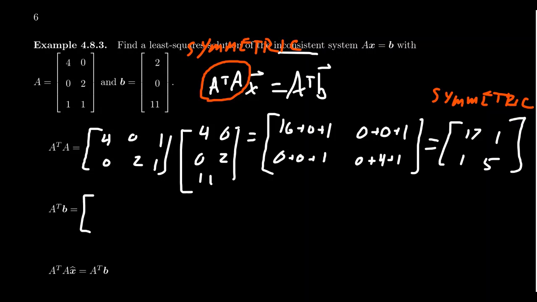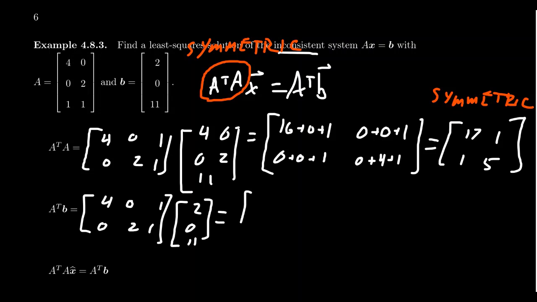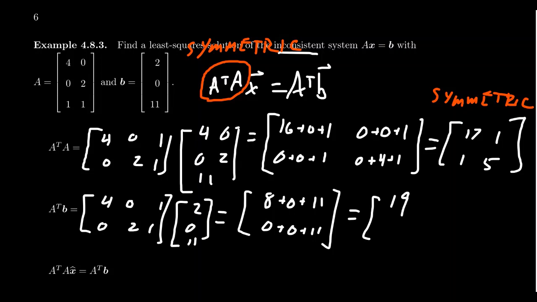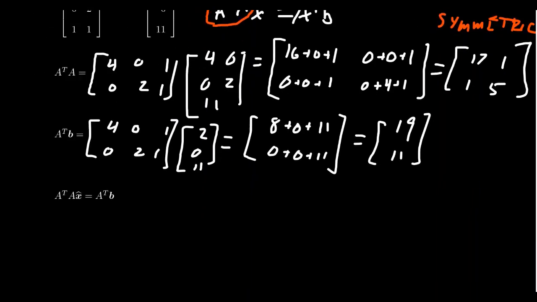If you take A transpose b, [4, 0, 1; 0, 2, 1], and you multiply it by the vector (2, 0, 11), you end up with 8 plus 0 plus 11, and then you'll get 0 plus 0 plus 11. So you get the vector (19, 11), like so. So this gives us the normal equations.